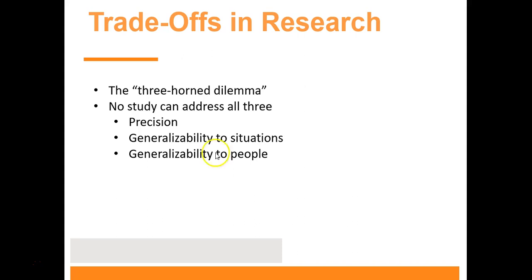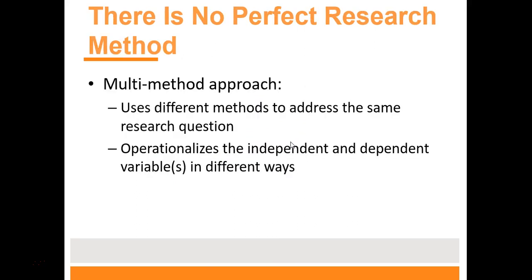We could talk about this as what some people call the three-horned dilemma, that no study can address all 3 things. Precision, meaning internal validity, cause and effect, being a very precise cause and effect situation; generalizability to situations; and generalizability to people, and this is the idea of external validity. No study can do them all. And so we really have to use a multi-method approach where you use different methods to address the same research question.